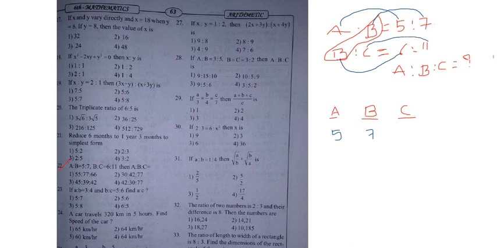First person who? B. B value how much? 6. Just write below this. And who is the second person? C. C value is equal to 11. Yeah, write just equal to this and equal to that.